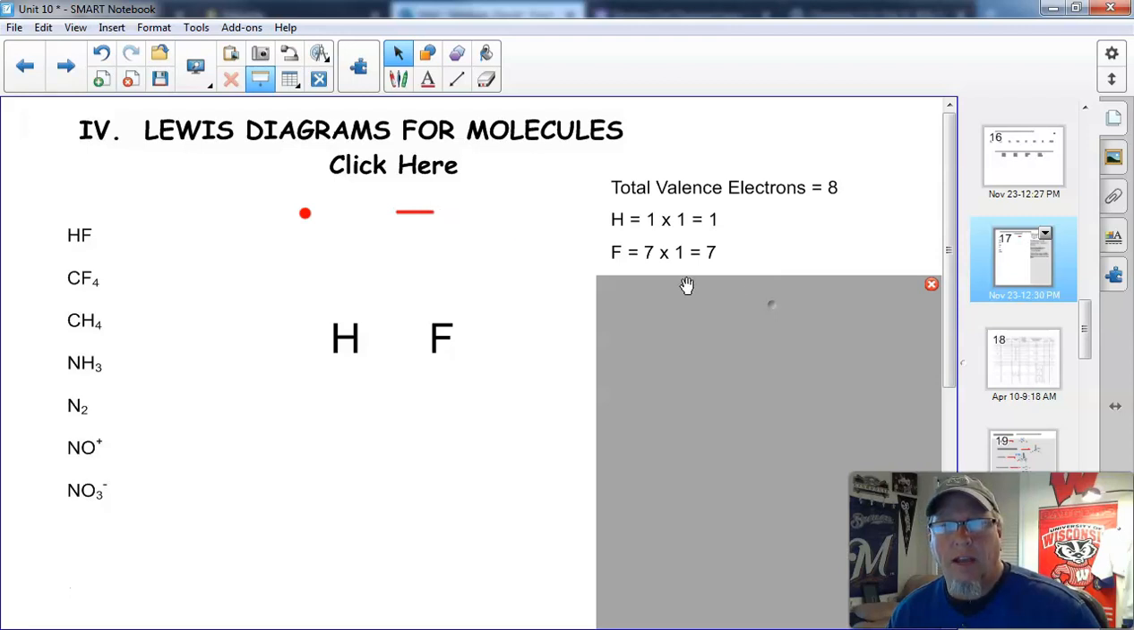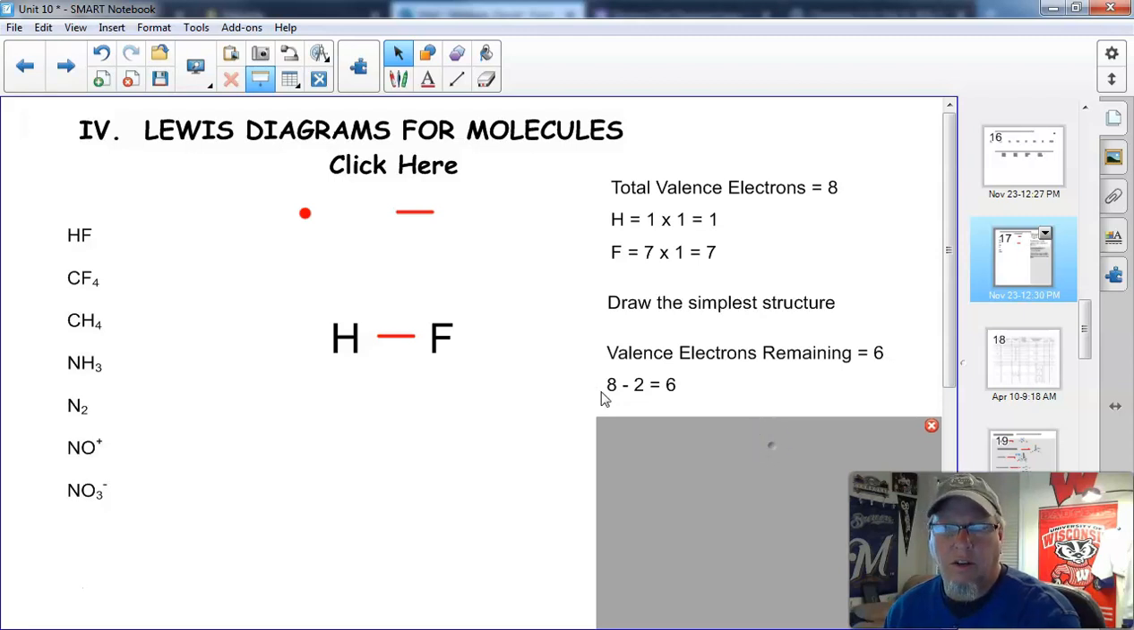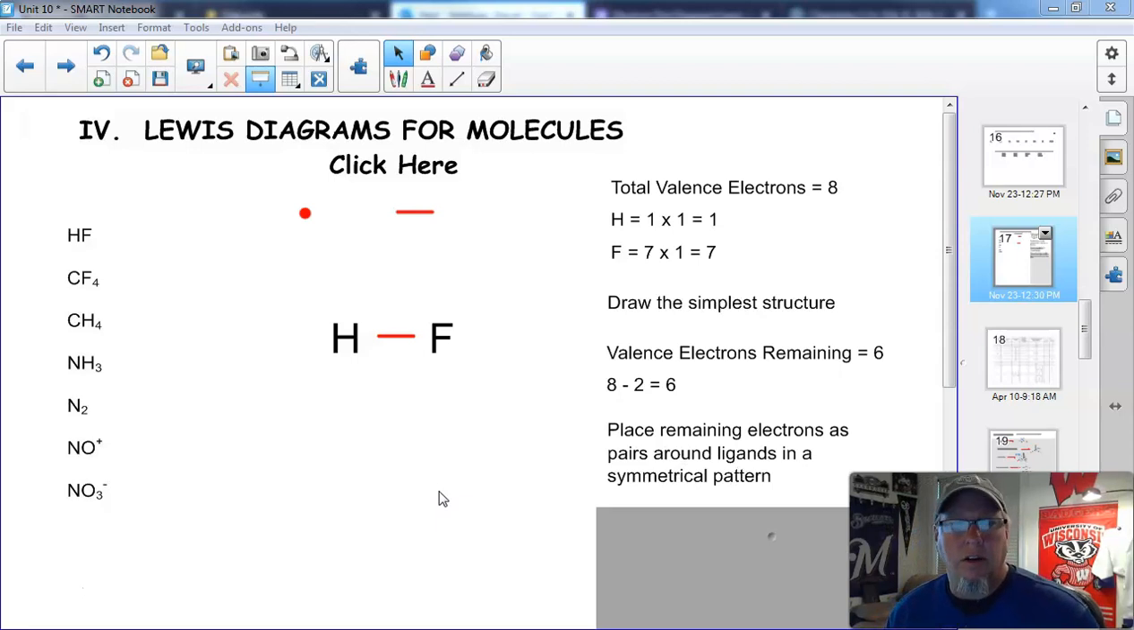So what I'm going to do is draw the very simplest structure that I can. And the very simplest structure I can is to put the two of them in a straight line with a bond between them. Once you have that created, what you're going to do next is try to count up how many valence electrons you've used. Remember, the line is 2 electrons. So if I started with 8 and I used 2, I have 6 remaining. And I'm going to place the electrons around the ligands, which we don't really have here because there's no central atom. But I'm going to place them where I can. So I have 6 electrons to place.